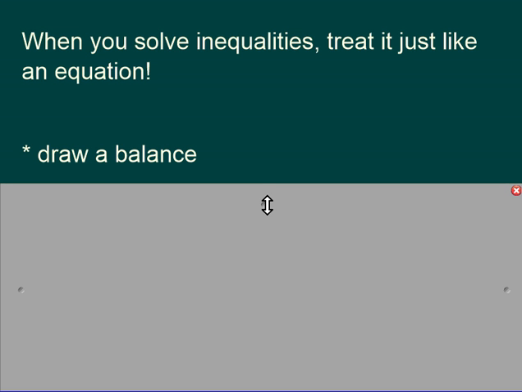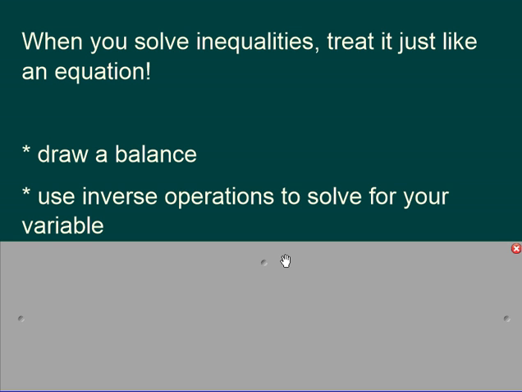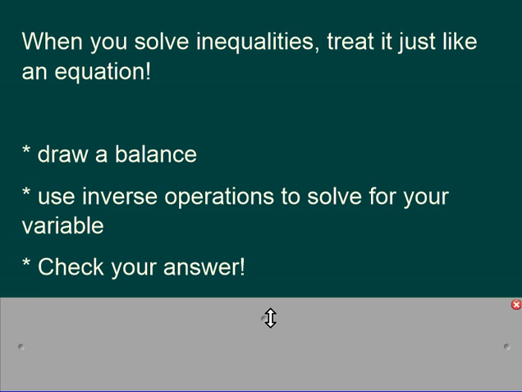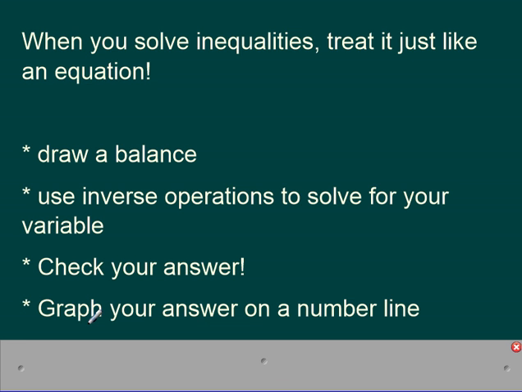You're going to draw a balance. Instead of the balance coming down from an equal sign, however, your balance is just going to come down from some kind of inequality symbol, maybe less than or equal to, okay? So you draw your balance, and then you're going to use inverse operations to solve for your variable. Does this sound familiar, guys? Then you're going to check your answer to make sure you got it right. And finally, you're going to graph your answer on a number line.